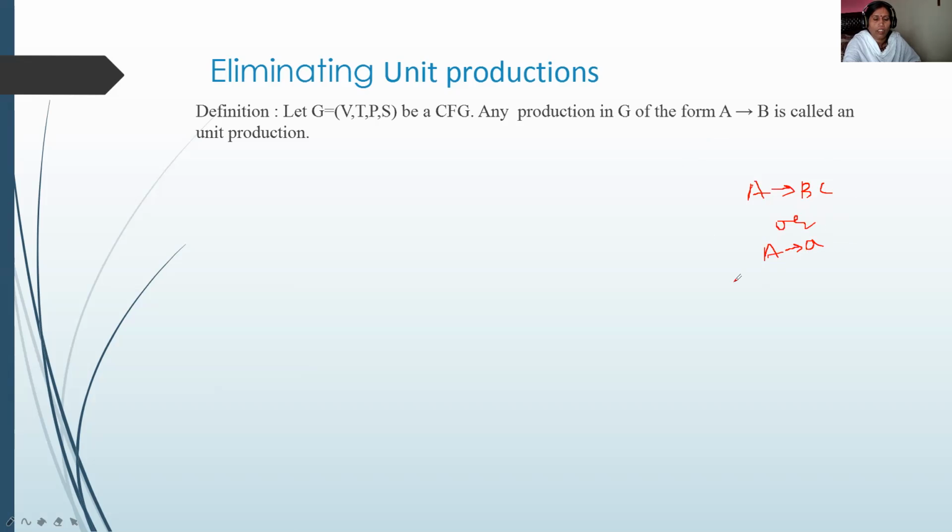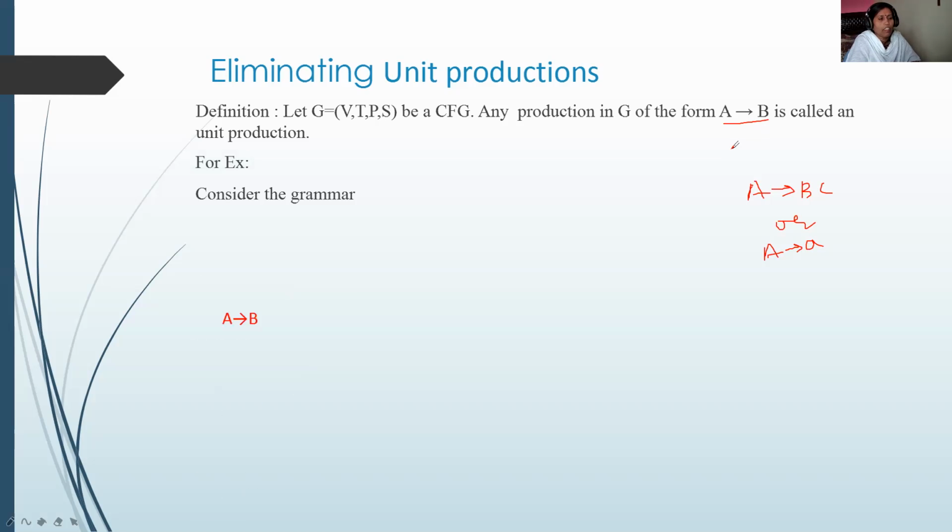So to arrive at the CNF form, all the productions should be of the form A → BC or A → a. If there is any production of the form A → B, then that has to be eliminated from the grammar. But remember, whatever the language the grammar is generating, the same language has to be generated. So after eliminating also, the meaning of the grammar should not be changed.